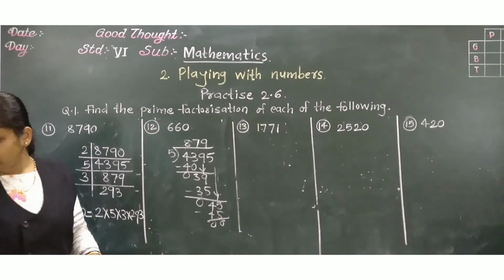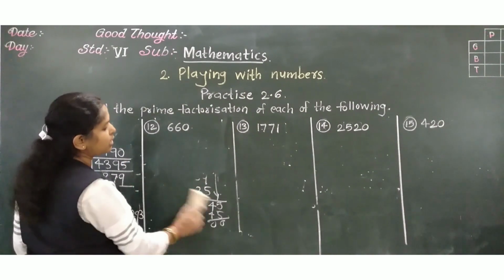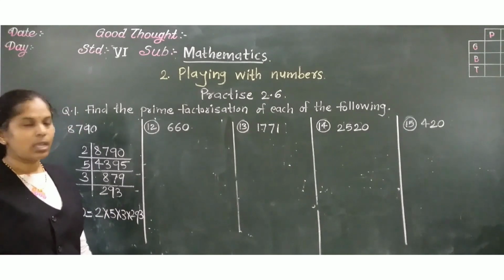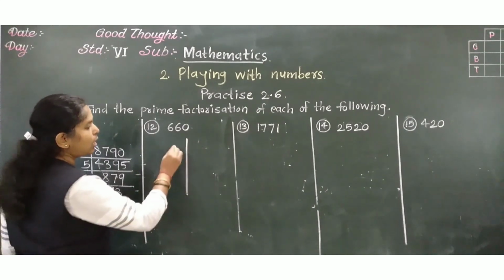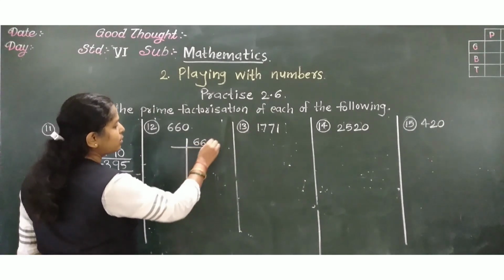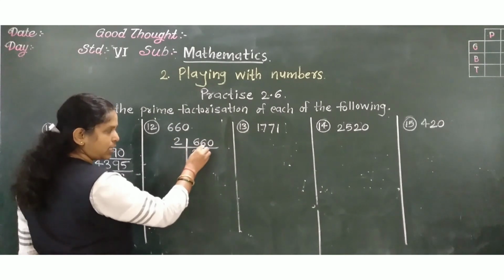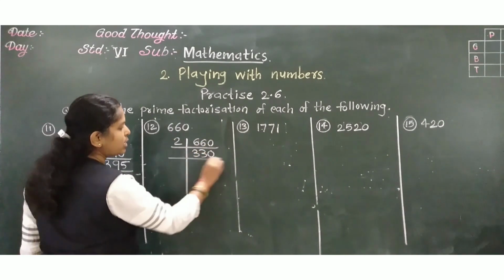Next. Now next is 660. Again 0 is there. Again, by which number do we have to divide? 2. 2 3s are 6. 2 3s are 6. This 0 as it is.